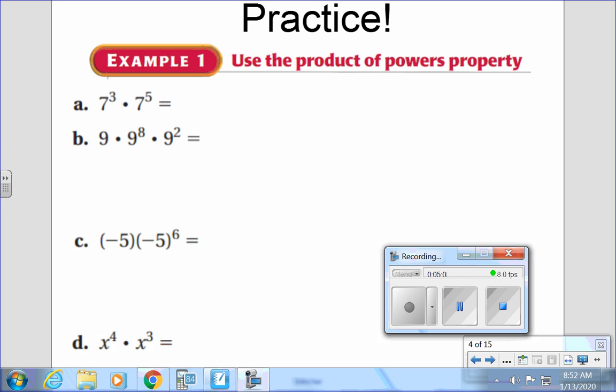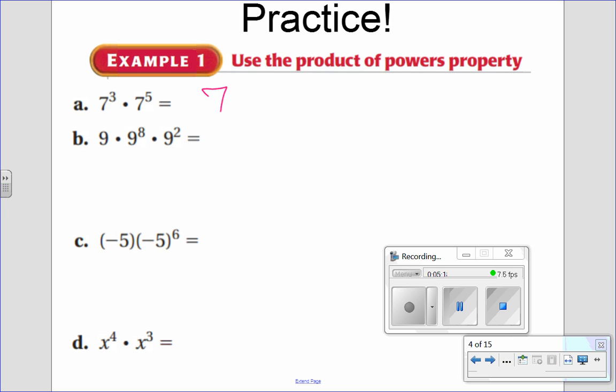So part A, we have 7 to the 3rd, and then we have 7 to the 5th. Raise your hand if you think you know what will be the answer. Ken? So we're going to actually leave it a 7. The base remains a 7. It's just the powers you have to deal with. To what power? 8. Oh, yeah, I'm sorry. It is 8. Sorry, I was having a moment. So you do 5 plus 3, you get 8.